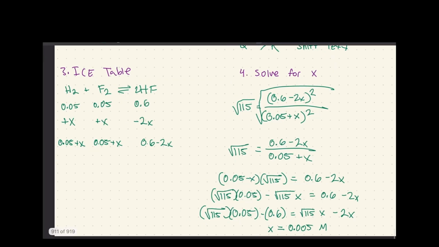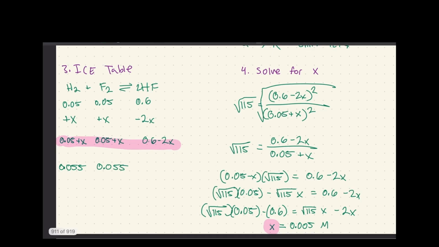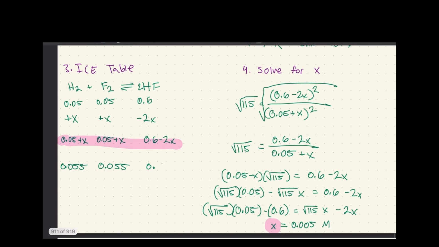So that means that at equilibrium, I need to plug my x in here. And so I'm going to have an equilibrium concentration of 0.055, 0.055, and then I'm going to have an equilibrium concentration of 0.6 minus 2x. So 2 times x would be 0.01, so 0.59 if I can do math correctly. And so these would be our equilibrium concentrations.